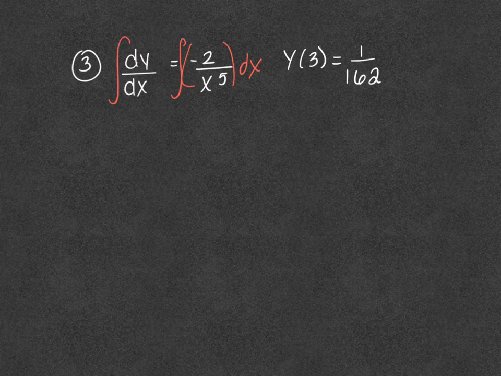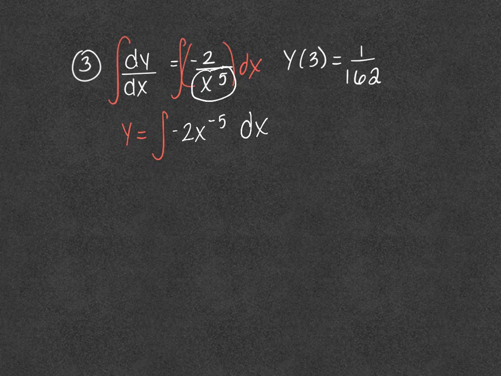But before we can do this problem, it would probably be beneficial if we took this 5 exponent and brought it upstairs. So I'm just going to rewrite it. So first I'll take the integration of the left side, which is y, and I want to integrate negative 2x to the now negative 5 dx. I'm basically taking this power, bringing it up, and making it negative.